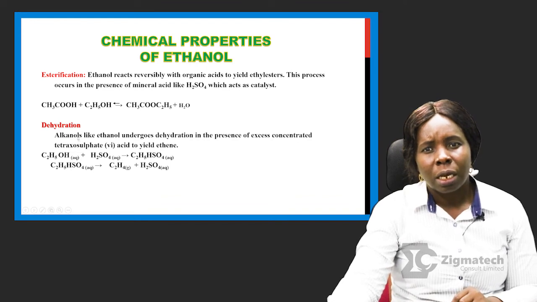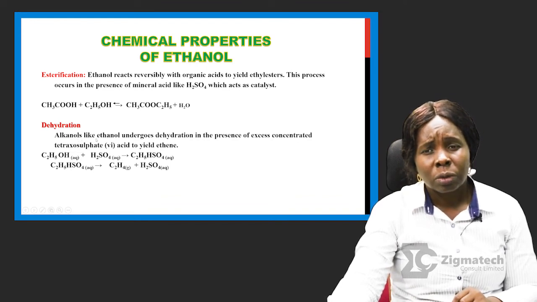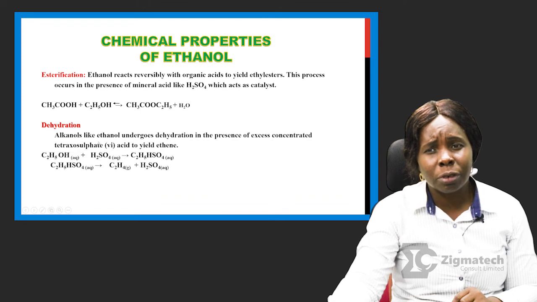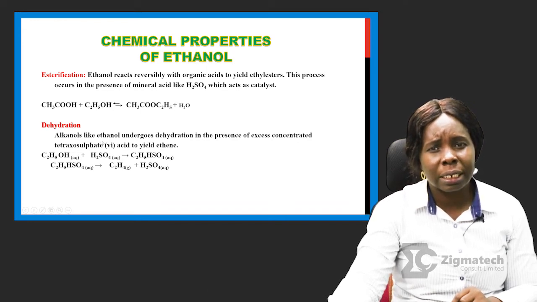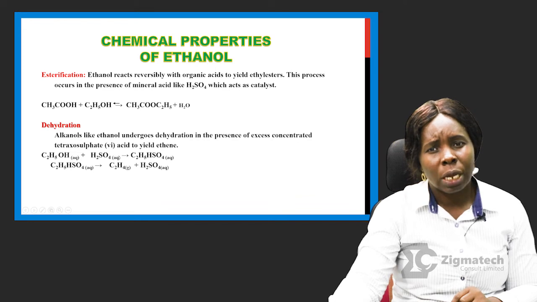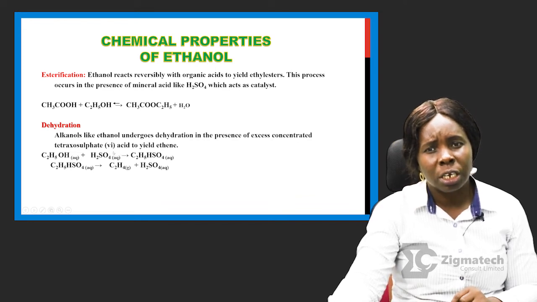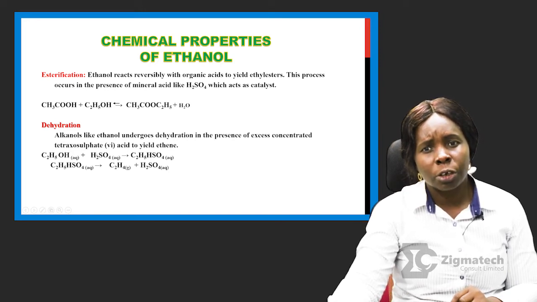Dehydration. Ethanol can lose its water molecule in the presence of tetraoxosulfate(VI) acid. Tetraoxosulfate(VI) acid acts as the dehydrating agent. So alkanols like ethanol undergo dehydration in the presence of concentrated tetraoxosulfate(VI) acid to yield ethene. The process is in two stages.